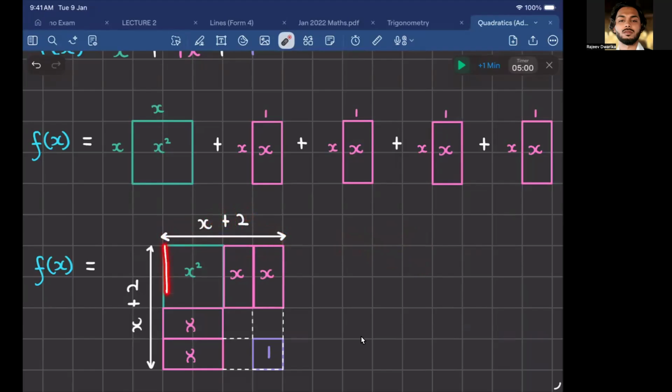And notice this would also be x plus 2, right? So Avinash, notice something. We created what shape? What kind of shape is this? A square. Okay, it's a square. So what would the area of the square be?